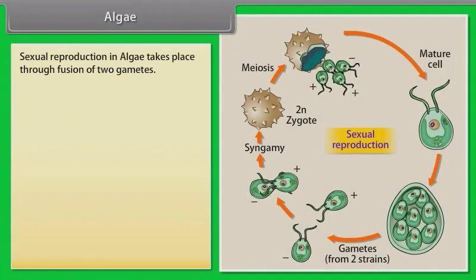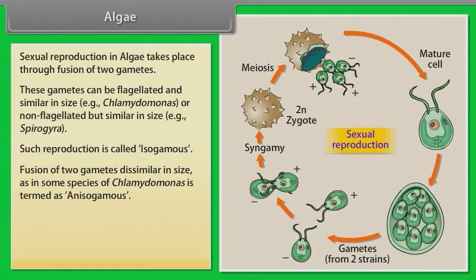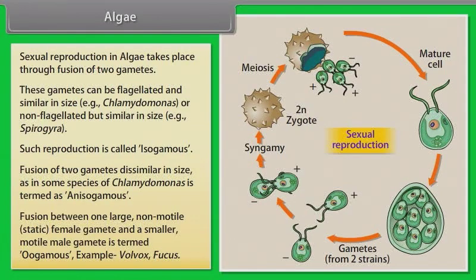Sexual reproduction in algae takes place through fusion of two gametes. These gametes can be flagellated and similar in size, example, Chlamydomonas, or non-flagellated but similar in size, example, Spirogyra. Such reproduction is called isogamous. Fusion of two gametes dissimilar in size, as in some species of Chlamydomonas, is termed as anisogamous. Fusion between one large, non-motile, static female gamete and a smaller, motile male gamete is termed oogamous. Example, Volvox, Fucus.